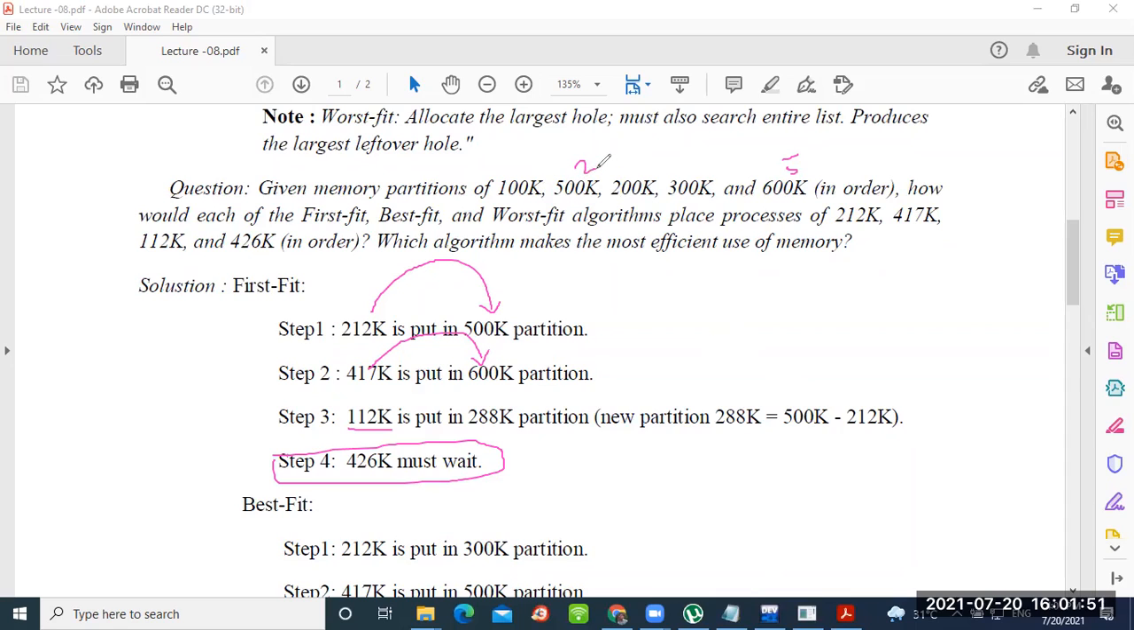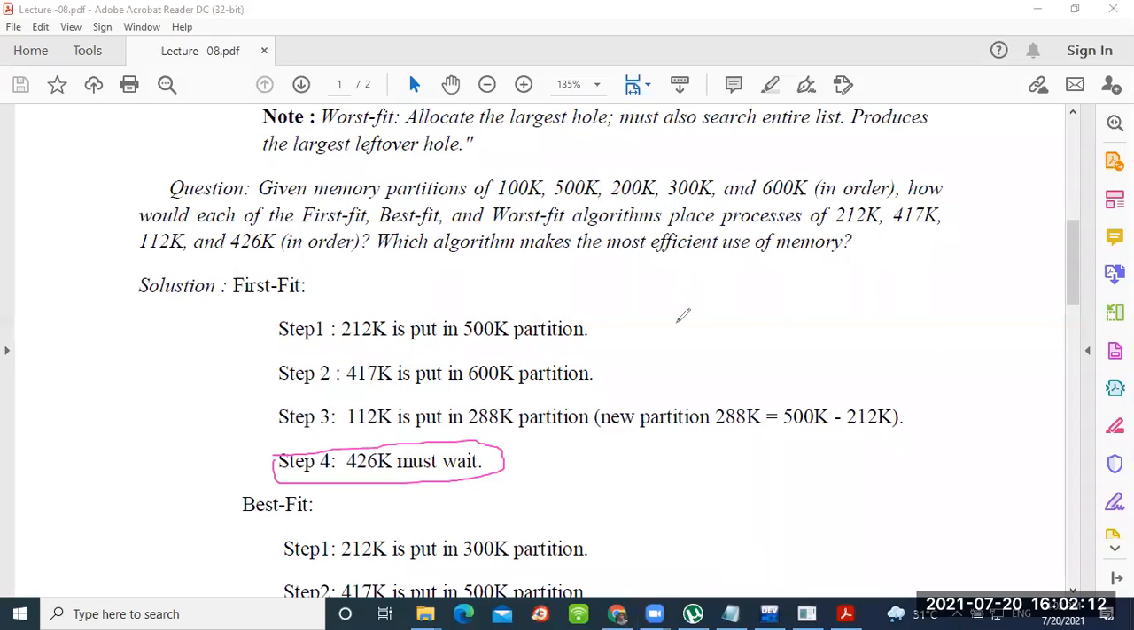What is the answer for this? Tell me. That is, process 112 is allocated to which block? Process 112. Sir, block number 2. Block number 2 only, na? Yes. So it is clear. It is using variable partitioning.